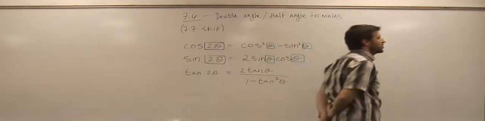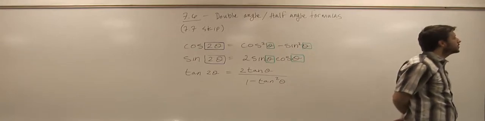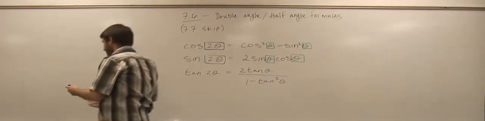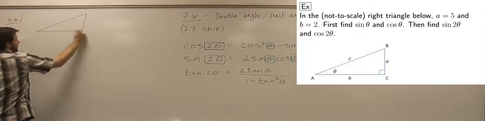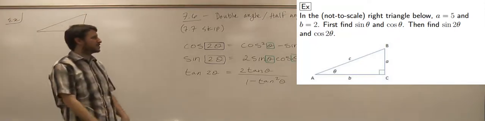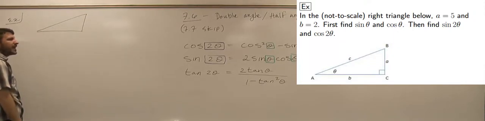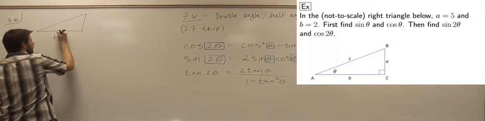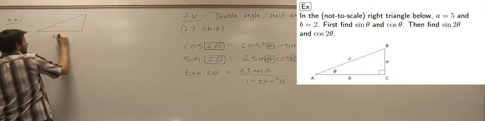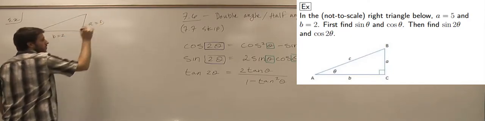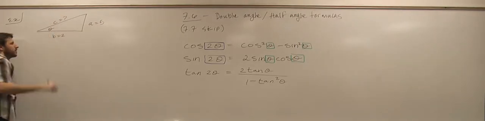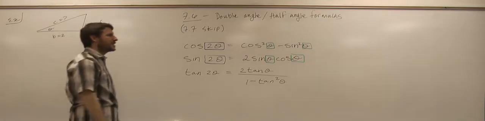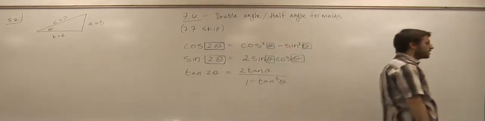So in the not to scale right triangle below, A equals 5 and B equals 2. Find sine theta, cos theta, and then find sine 2 theta, cos 2 theta. So I gave you a right triangle. Said it's not to scale, probably because my side lengths are all jacked up. A is supposed to equal 5 and B is supposed to equal 2. C is the hypotenuse, we don't know it yet. Ask you to find sine theta, cos theta, and then sine 2 theta and cos 2 theta.